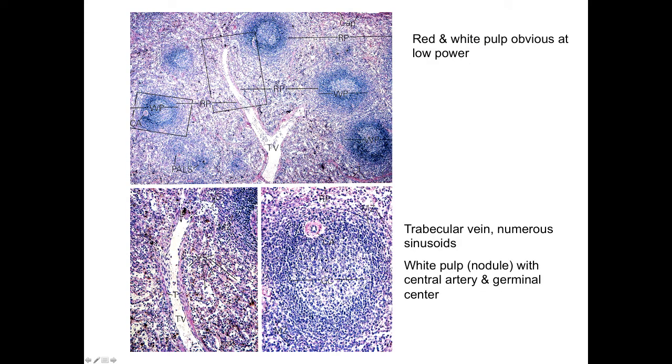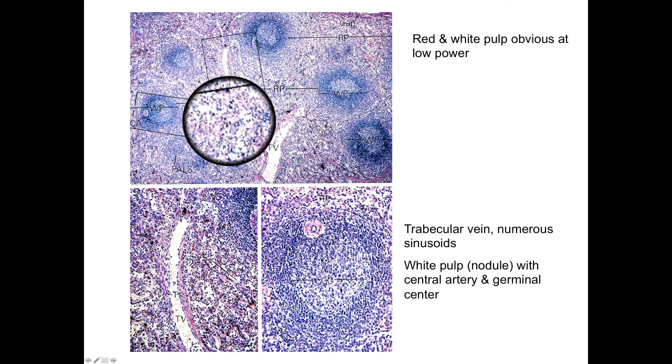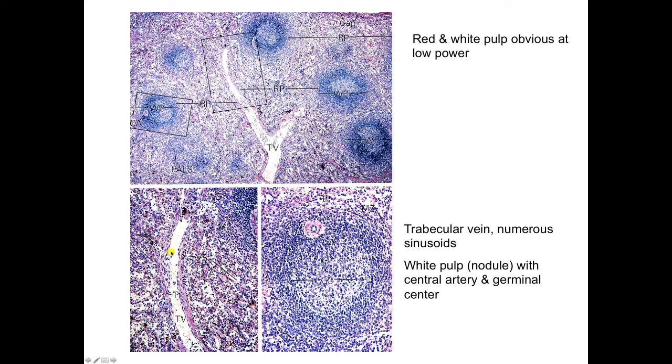This is just a low-power histological view of the spleen. We'll show you more images in the laboratory, but it's very obvious when you look at the spleen in a low-power histological view, you see these nodules. These nodules would be the white pulp. Here you can see a little bit of a trabecular vein. You can see numerous sinusoids at the low power. Here's a little bit higher power of the trabecular vein. You can see some of the splenic sinusoids.